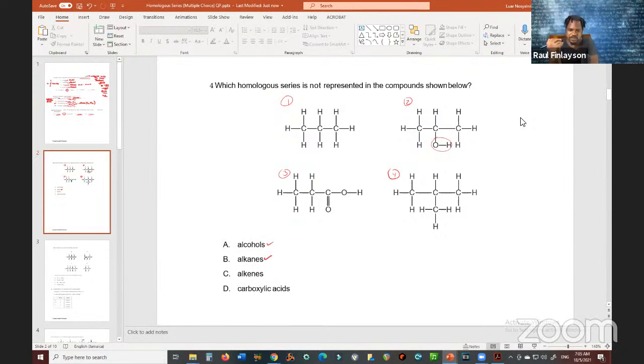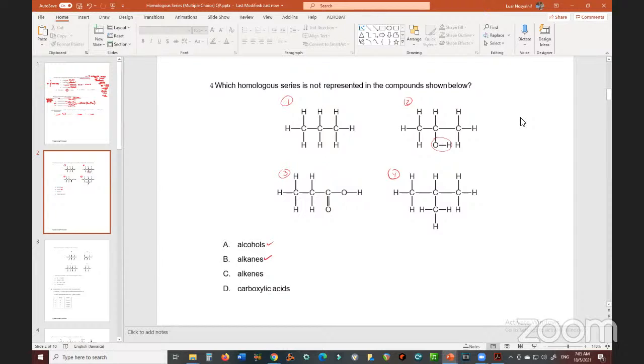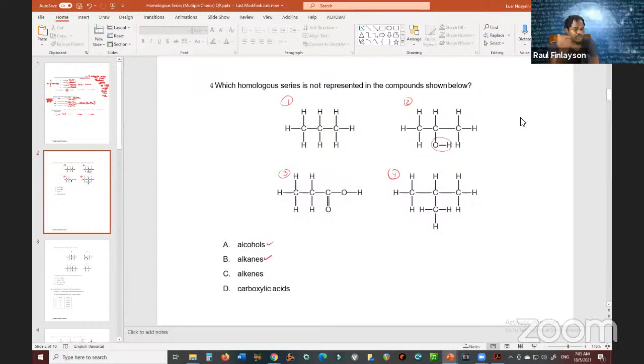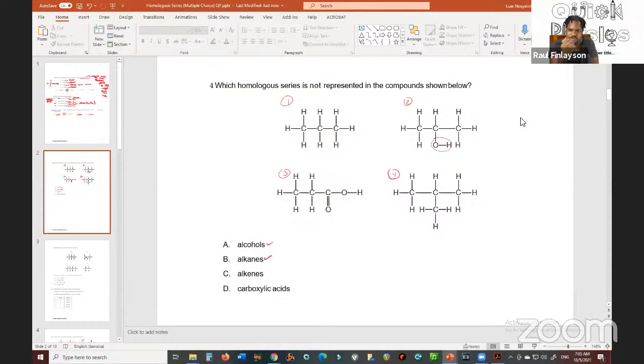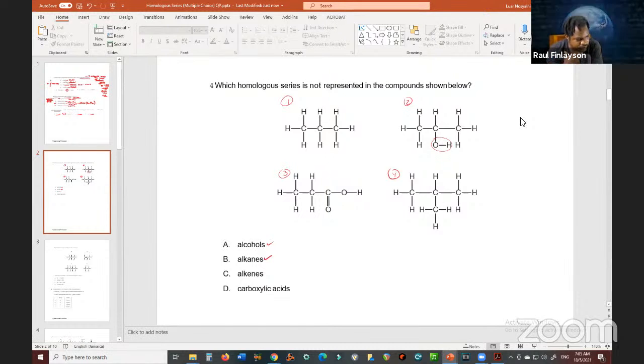So that leaves us with C and D. One of them is not represented, certainly. And so let's see what's happening here. All right, what can we say about 3? That's a carboxylic acid. And what gave you that clue? The oxygen. COOH. All right, so somebody said oxygen, and you're saying COOH is there. All right, sounds good.